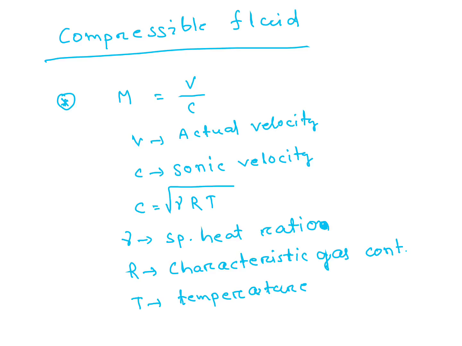Sometimes in the question they are not giving the values of gamma and R. So for air you have to remember the gamma value is 1.4, as it's a diatomic gas, and the characteristic gas constant R of air is 0.287 kilojoule per kg Kelvin. So both values you have to remember. Sometimes they may not provide them in the question.